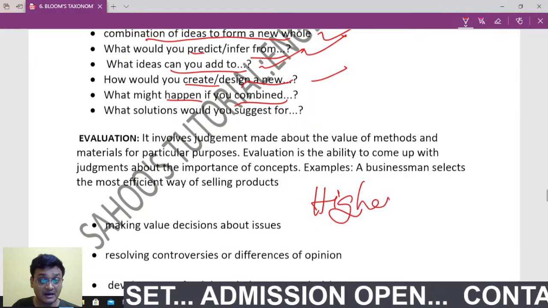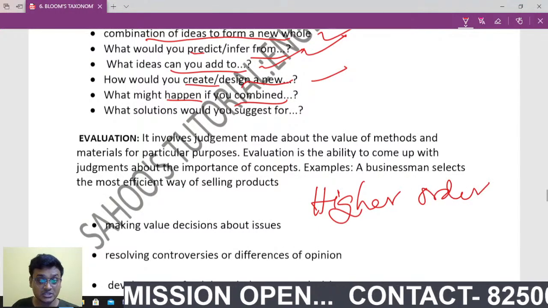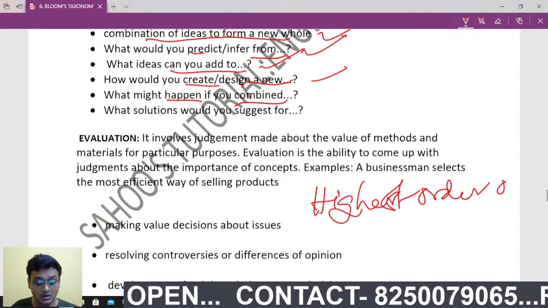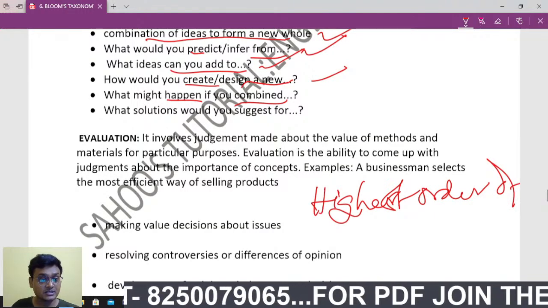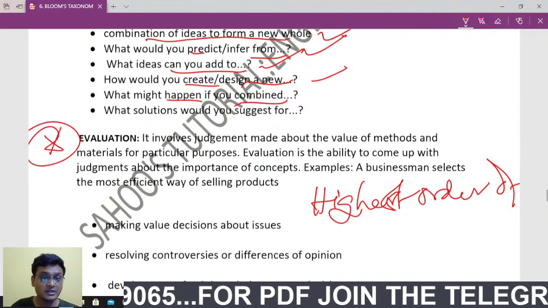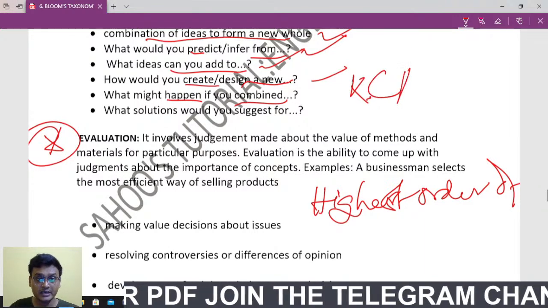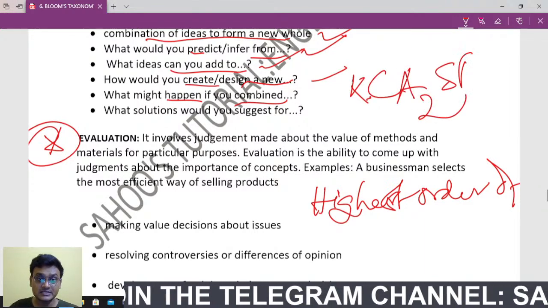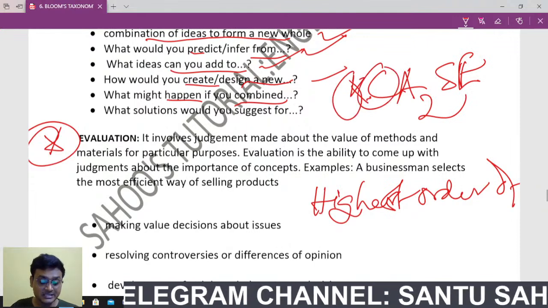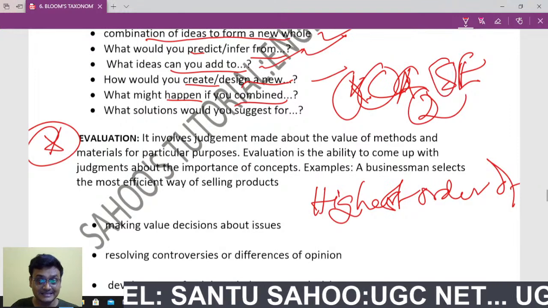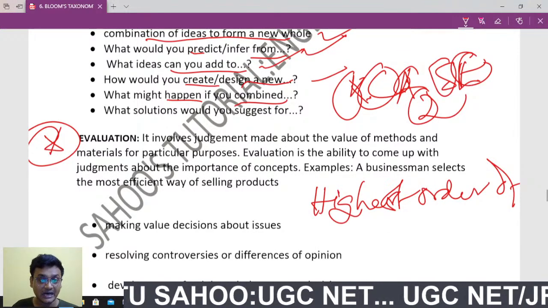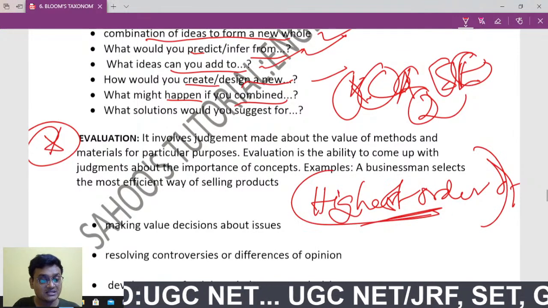This is the higher order, the highest order of learning skills. That is evaluation. Again, I am saying KC A2 SE: knowledge, comprehension, application, analysis, then synthesis and evaluation. Evaluation is the highest order, okay. Now what is evaluation?